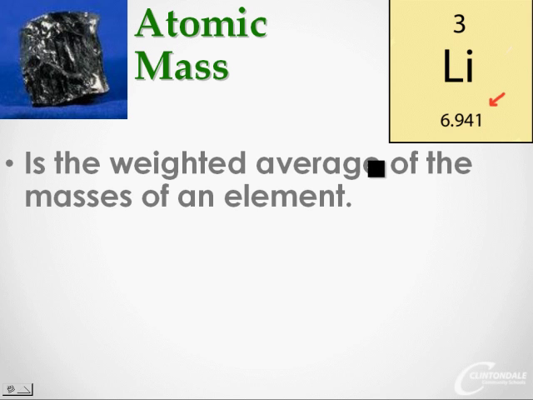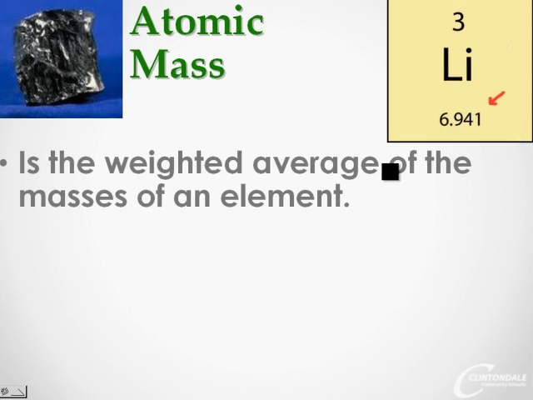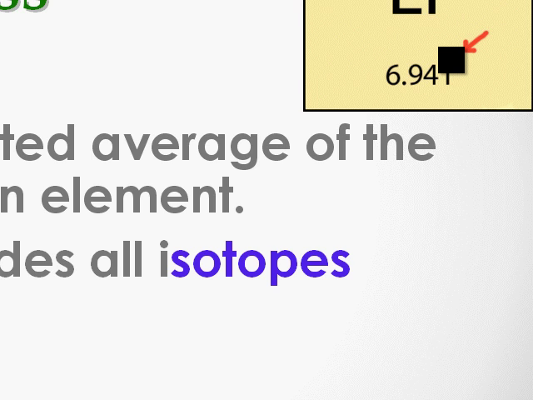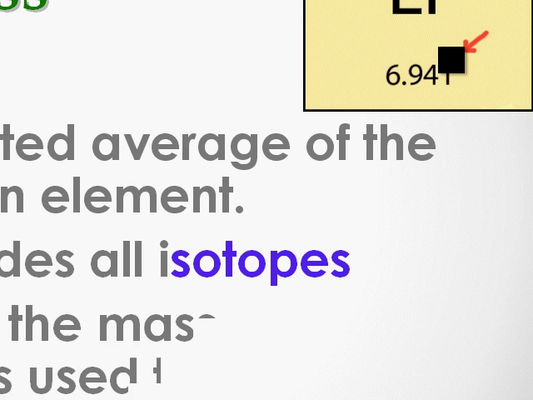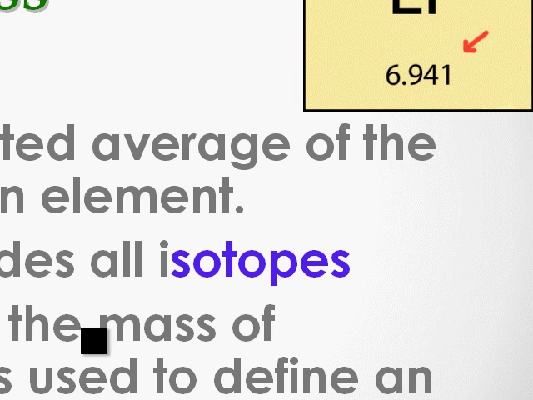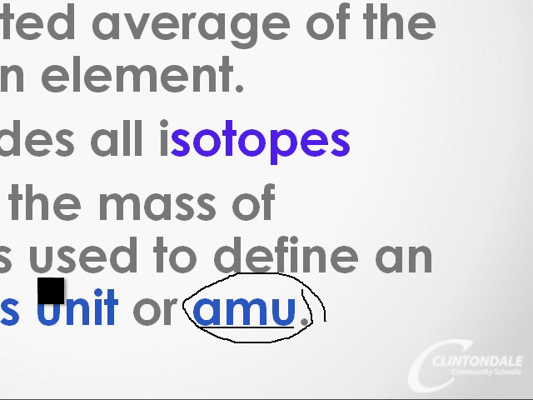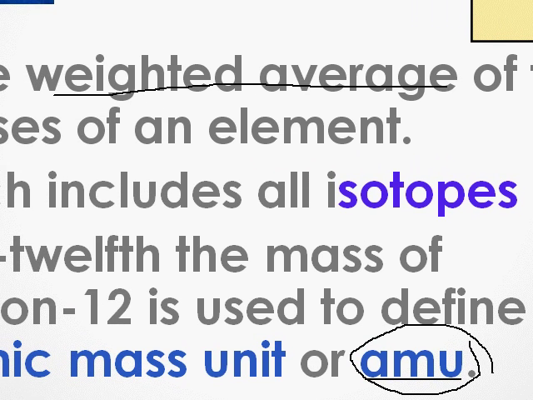The atomic mass. This is the weighted average of the masses of an element. Okay, and you'd find that on the periodic table at the bottom usually. This also includes all of the isotopes in that average. So it's based on the 1/12 the mass of carbon-12. And anyway, what you really need to know here is that the unit is the AMU, the atomic mass unit. And again, it is the weighted average of all the masses of that element.